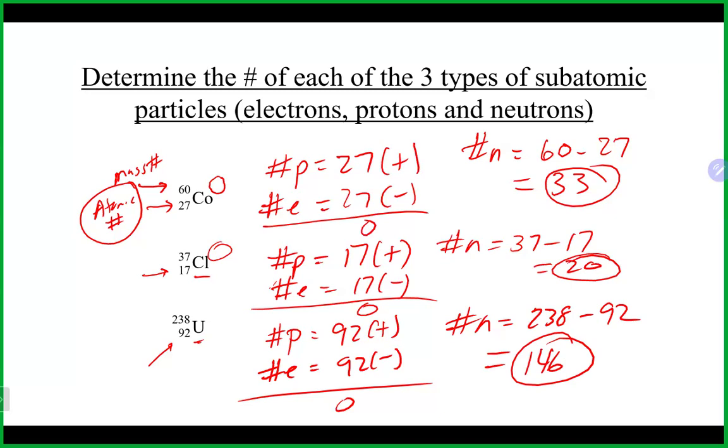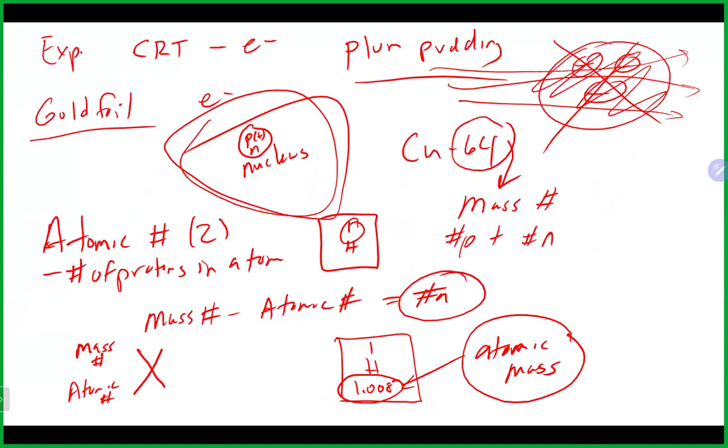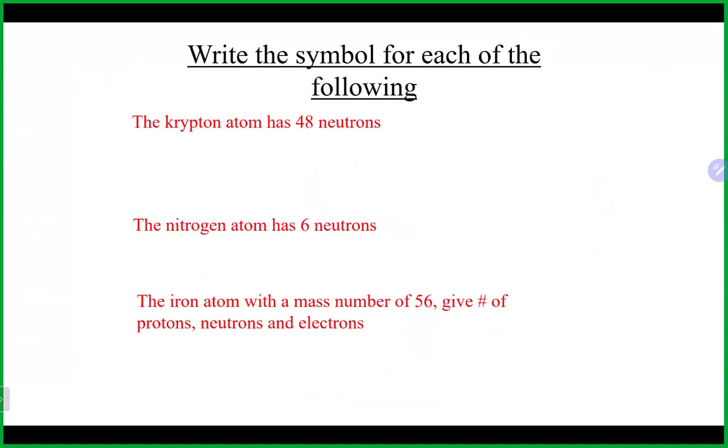All right, so let's take a look at a few more here. For these, why don't you write the correct symbols that have the mass number and atomic number in it? And for the last one, I think you're also going to figure out protons, neutrons, and electrons. Take a few moments and write the proper symbols. Okay, so let's take a look.